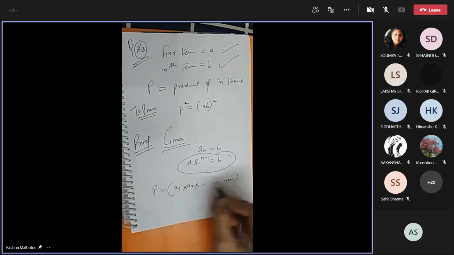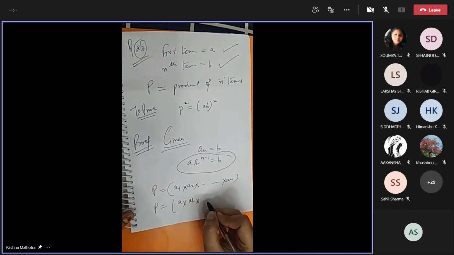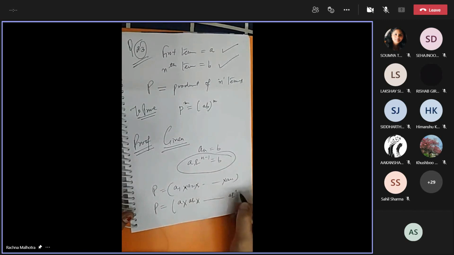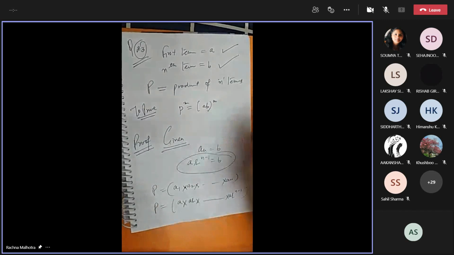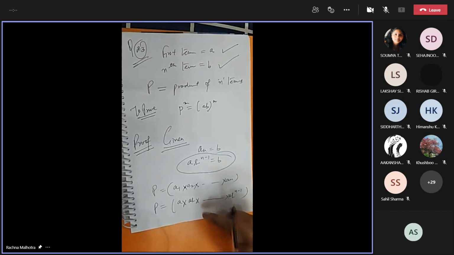Or you can use this multiplication sign also. Product of all the terms. So what is the first term? A. Second is AR. Sorry, multiplying. We are multiplying all now. And this is A R to the power n minus 1. P is the product of n terms. The first term is A, second is AR, third is A R square. You can also write the third. And the last, nth, is this.